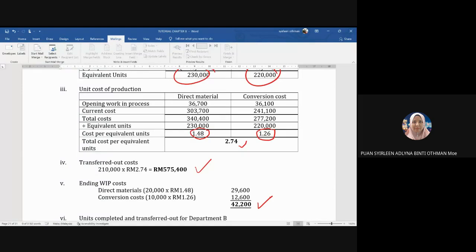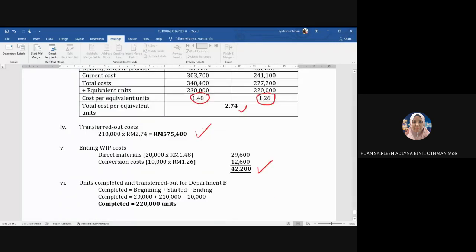Soalan minta kita buat the last part of it. Dia minta kamu sediakan units completed and transferred out for department B. Yang ni just nak kira yang tu tadi. So you get 220,000 units. This one, the units completed and will be transferred out to department B. Sebab kita tak buat physical unit flow tadi, so you tak dapat lah the unit started for sebelah tu.